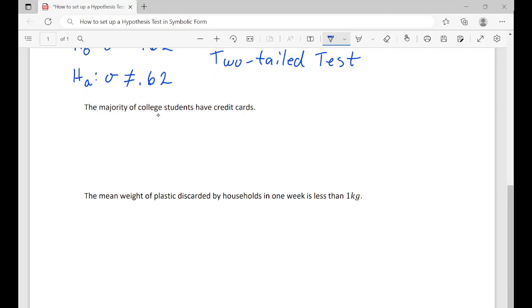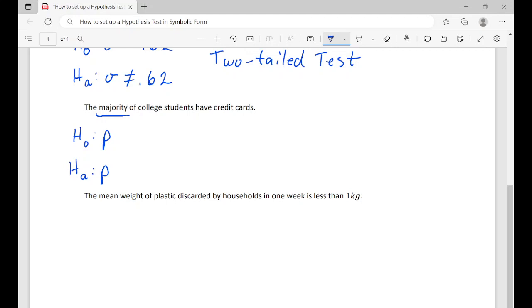Next, the majority of college students have credit cards. Well, we have very little information here other than saying the majority. So the majority is not a mean. The majority is not a standard deviation. The majority is a proportion. So when we're talking about the hypothesis test in symbolic form, and we're dealing with majority, we're going to say P for proportion. Now it says the majority. Well, what constitutes a majority? That would be anything over 50%.